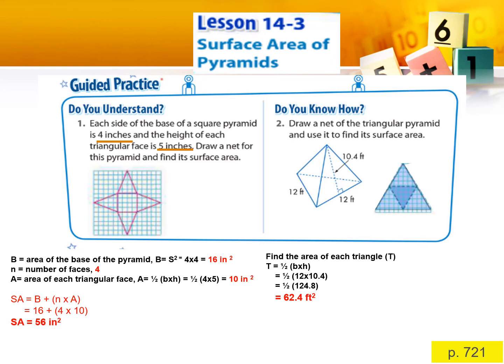So this area of one triangle will be multiplied by 4. So you will use the formula SA equals 4 times T. T is the area of one triangle. So we have 4 times 62.4, and you will get the answer 249.6 square feet.